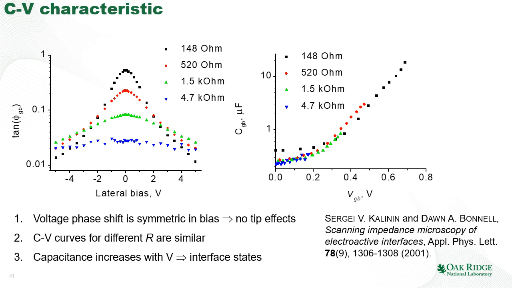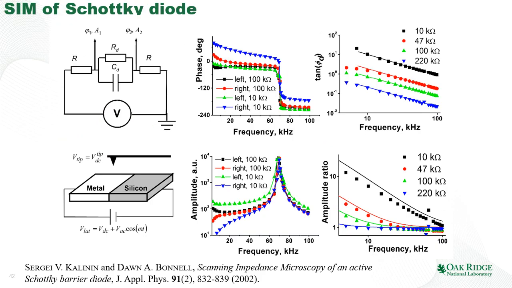And this is the example. This is the tangent phi, my measured signal, as a function of the lateral bias for different circuit termination resistors from 150 ohms to about 5 kilo ohms. And I can calculate the capacitance out of this data, and I can plot the grain boundary capacitance, which I measured directly, as a function of the grain boundary potential drop that I also measured directly. And I have a universal curve, which is what I expect. I expect the capacitance-voltage characteristic of the interface to be independent of the other circuit elements. So it works remarkably well. And of course it works for other devices.